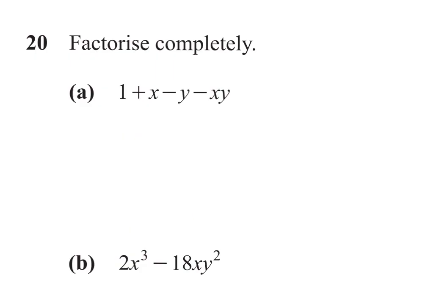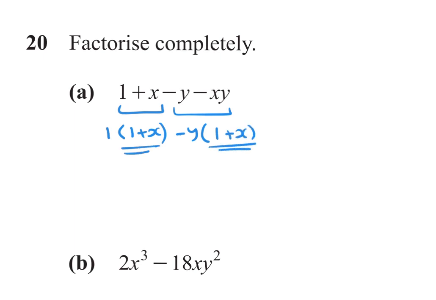Number 20. Factorize 1 plus x minus y minus xy. We have 4 terms. So how to factorize? Grouping. Do we have a common factor for the first two? It's better to group the first two and the last two. If there is no common factor, we can consider that we have 1. So 1 times (1 plus x). What about the last two? Negative y. If we take negative y, you are left with 1 plus x.